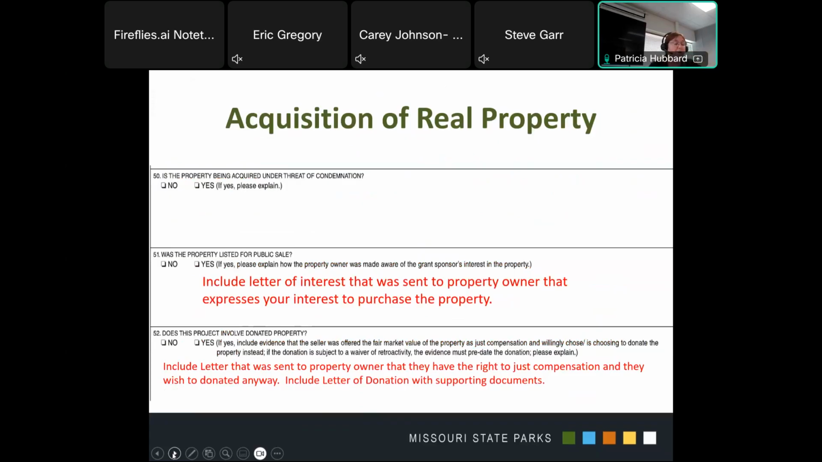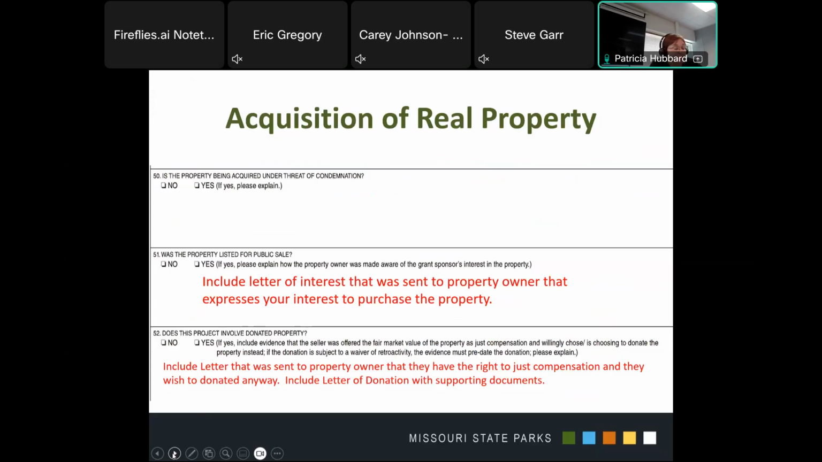51 asks if the property is listed for public sale. If it was, explain how the property owner was made aware of the project sponsor's interest in the property. Include the letters with the supporting documentation. So that's your letter of interest.